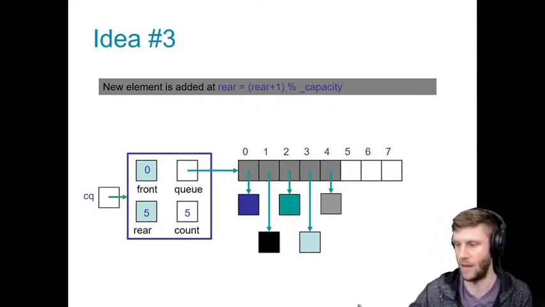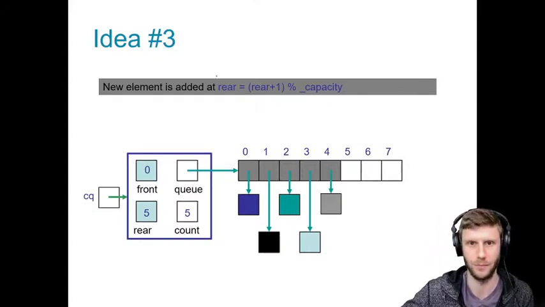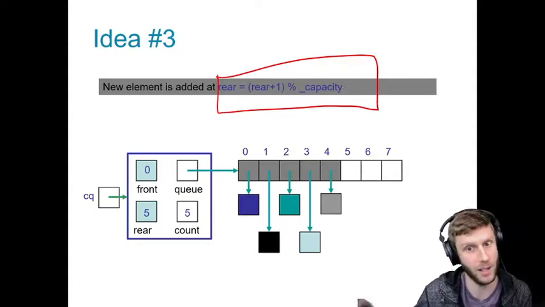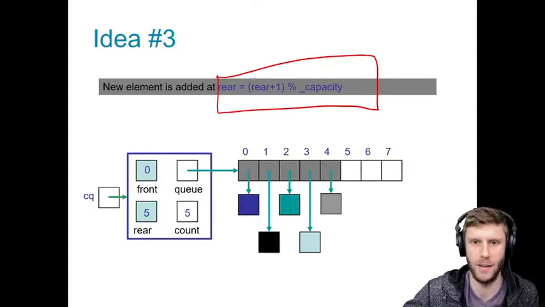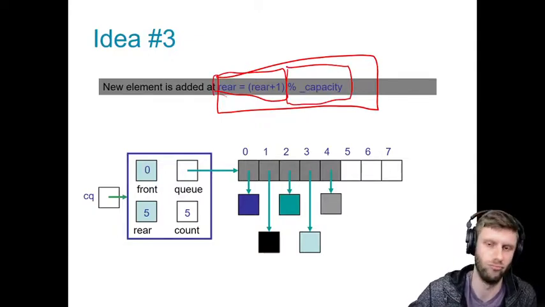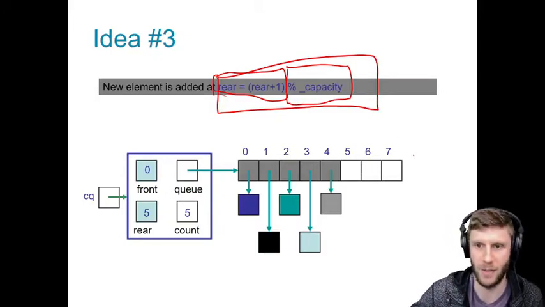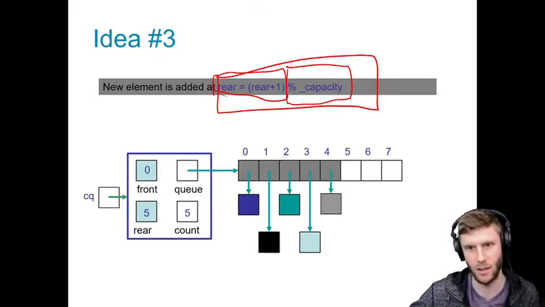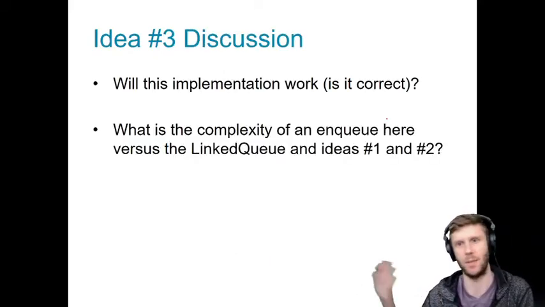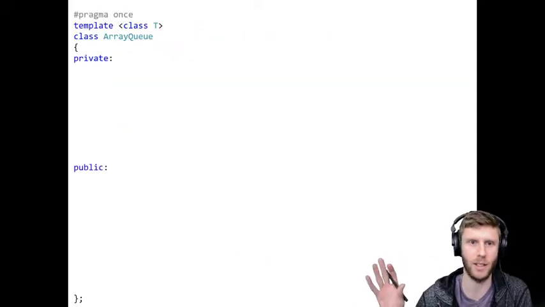Yeah, okay, and then we have this fancy math of rear equals rear plus 1 mod the capacity. This is incrementing. If the increment gets too big, it loops back to 0. So if it became 8, what's 8 mod 8? 0, so it goes back to here. Okay, will this implementation work? Yeah. Okay, so let's have a look at the actual implementation.